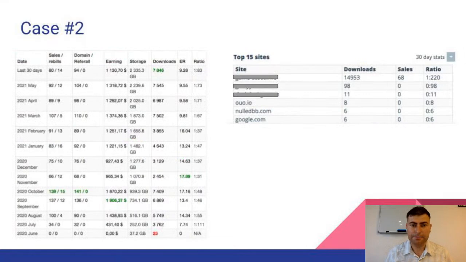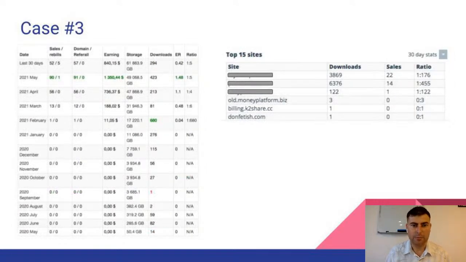So the next case, you see the guy started the work in June 2020, and in 1 year he reached $1,130 per month. He has 7,000 downloads per month, and he uploaded, for example, 2 terabytes of files. So you have to calculate in your mind how many actions you have to do to reach similar results.